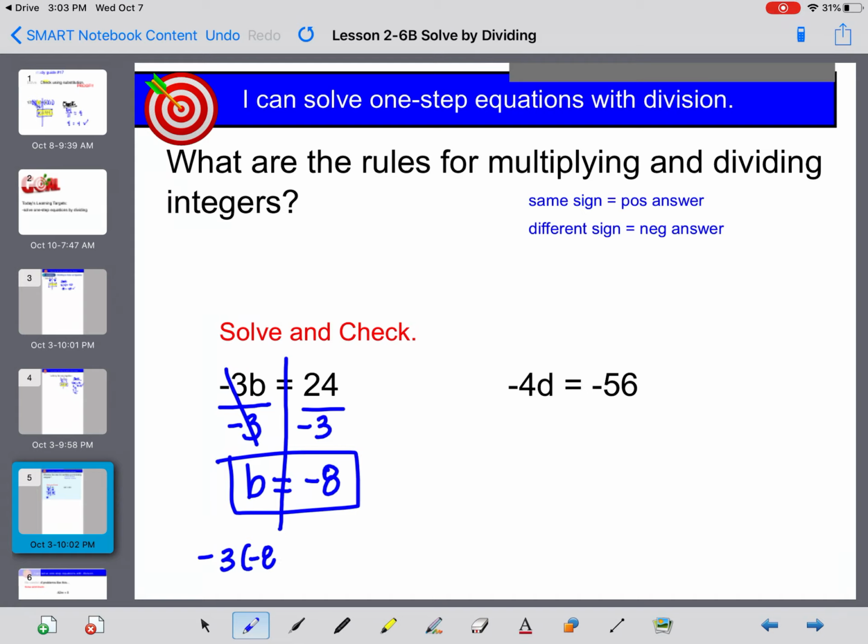Then check your work. -3 times -8, does that equal positive 24? A negative times a negative is a positive. And so yes, it sure does.